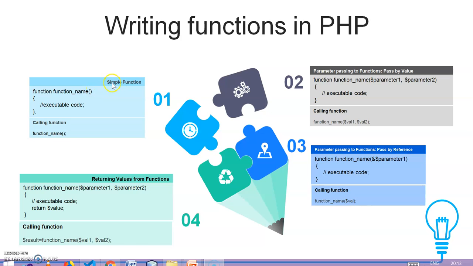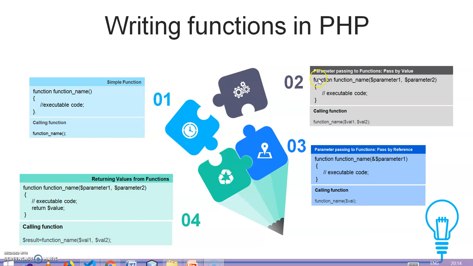We can write the first simple function. The syntax of writing the function is the keyword function, followed by the name of the function, then parentheses and curly braces, and the executable code. Here we have to write it. How can we call this function? Calling the function is: you have to give the function name and parentheses, then a semicolon. So this line will call this function and then the code inside it will execute.